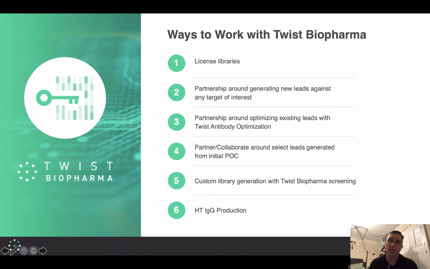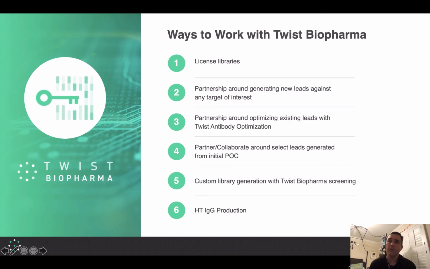So just to conclude, ways you can work with Twist Biopharma. First of all, we're very open to licensing all the libraries I talked about today, as well as doing partnerships around finding leads derived from these libraries. We have a fantastic team that can utilize these libraries very quickly to find antibodies to any target you wish. We also can do partnerships around our antibody optimization platform, where we can again take an input antibody from you and create a library focused around it and do all the downstream panning and screening to find optimized candidates.